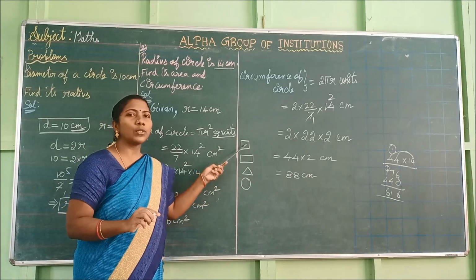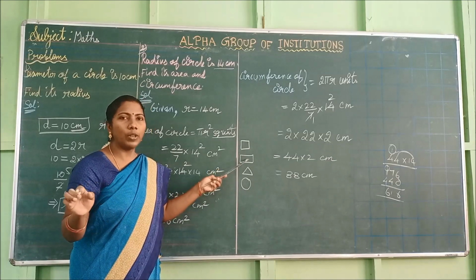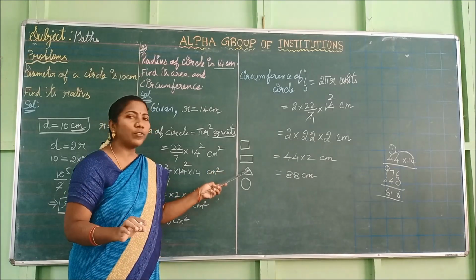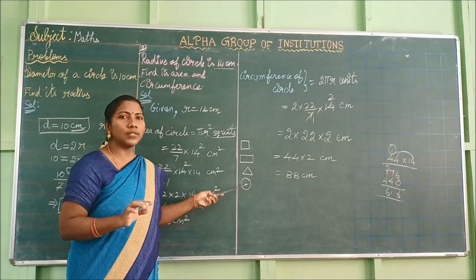What is the perimeter of square? 4a units. What is the perimeter of rectangle? 2 into L plus B units. What is the perimeter of triangle? You just add the measurement of its sides. What is the circumference of circle? 2 pi r units.